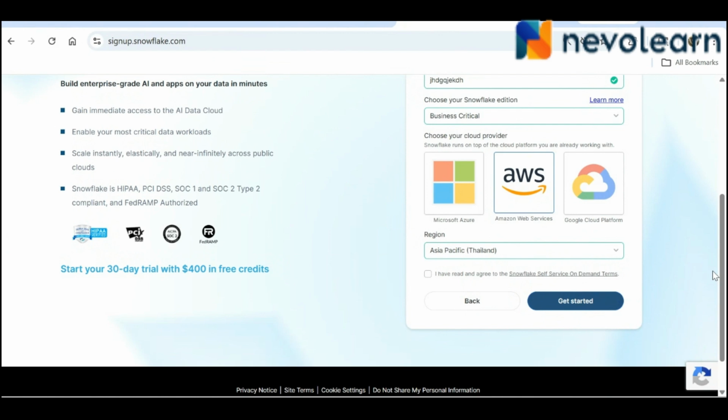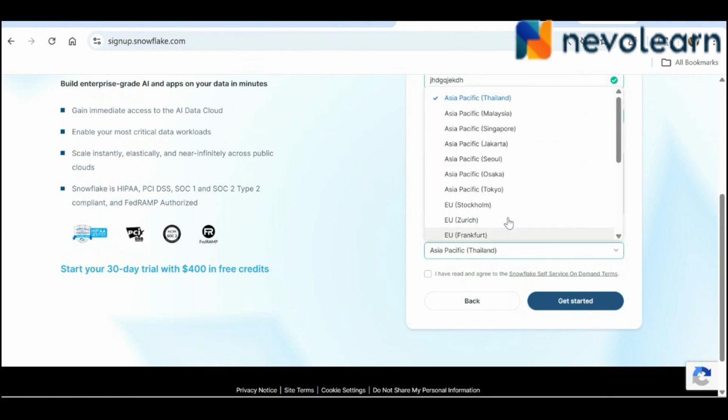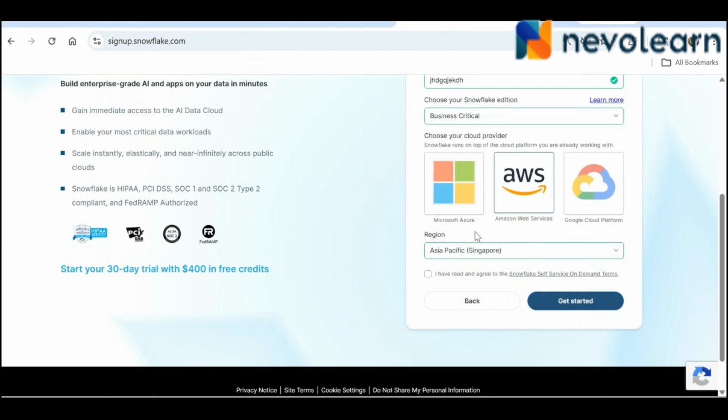After that, we will go to region. I will choose the Asia Pacific Singapore region. Whatever setup I am doing, do according to that. Don't do anything else, because a lot of functionalities are not available across regions and across clouds. If you want to learn everything, you should choose whatever setup I'm choosing: AWS and the Asia Pacific Singapore region. After that, I'll click on that and go for get started.